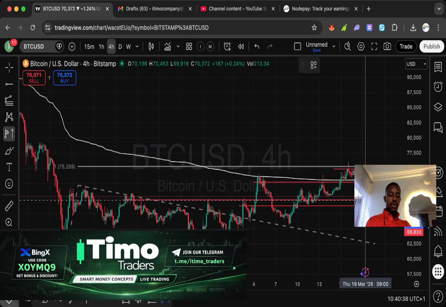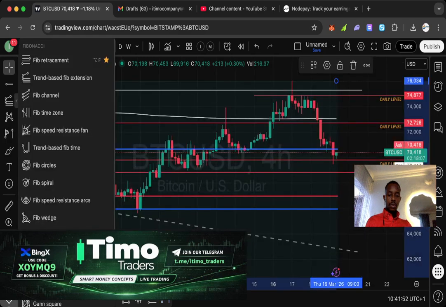Before going through with that, I would like to draw our fib retracement tool from this low to this high. All right, so what do we have here? Currently price is reacting off the golden pocket. You can see as price came into the pocket, we have a rejection. So what I'm expecting now is this.